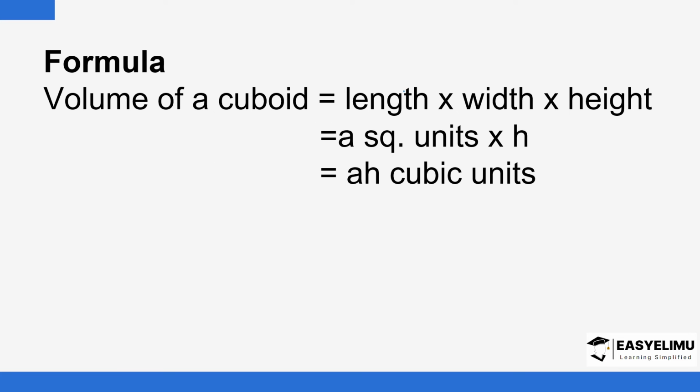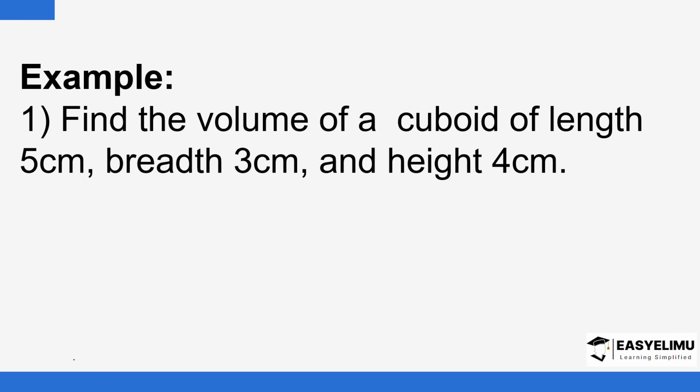So the formula is length, width, and height, you multiply. And of course, you're supposed to be finding the volume in cubic units. So the units will depend on the units of length that are used. Length could be in centimeters, so you talk of cubic centimeters. Length could be in meters, so you talk of cubic meters. So these are a few examples.